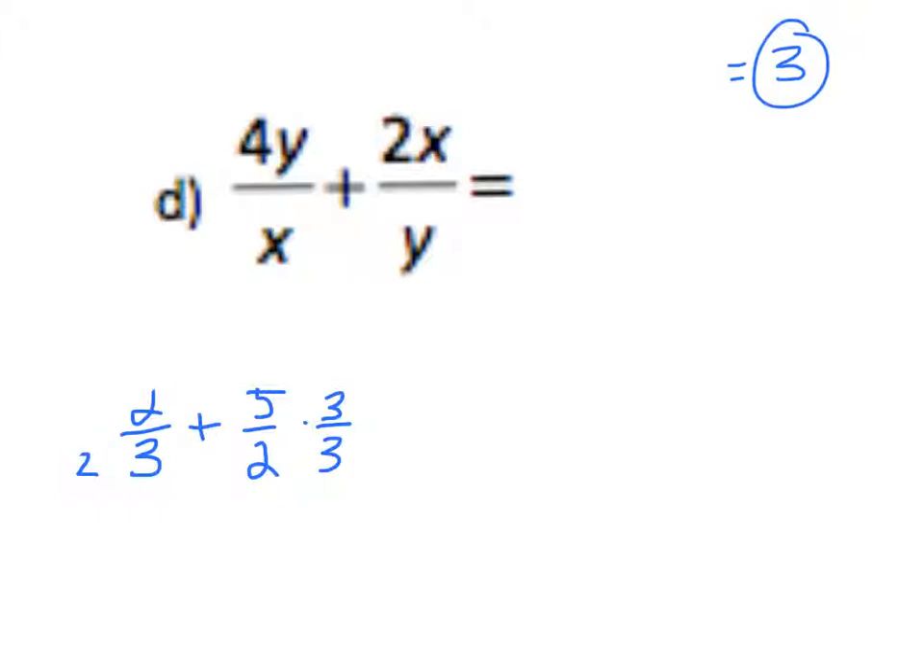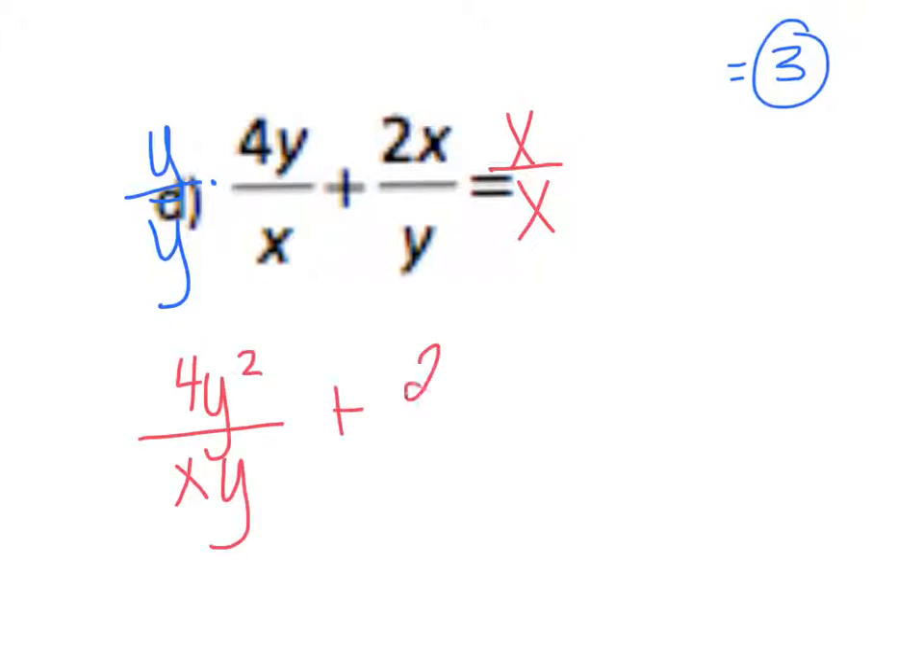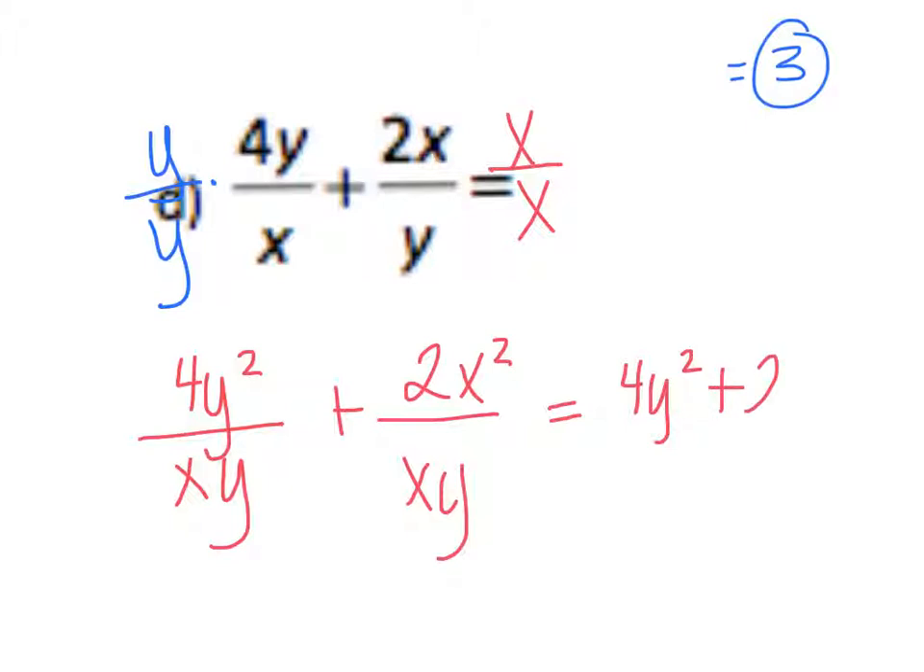So very similar to that, if you think about it that way, you have to multiply the fractions by each other to get the common denominators. So I'm going to multiply this one by y over y, and this one by x over x. So then in this one, I'm going to have 4y squared over xy plus 2x squared over xy. So now that my denominators are the same, I can add the tops together. 4y squared plus 2x squared over xy.